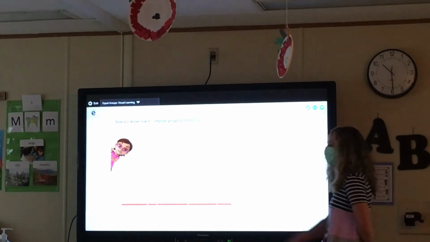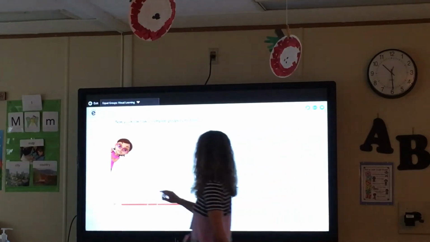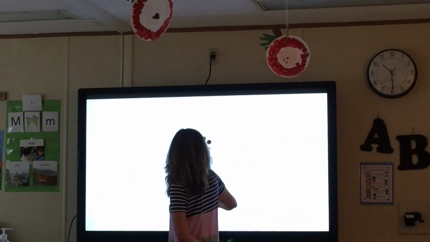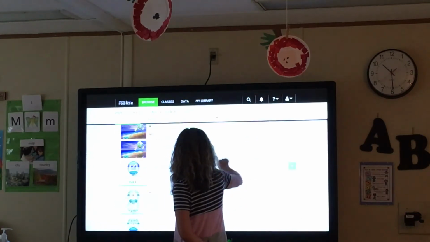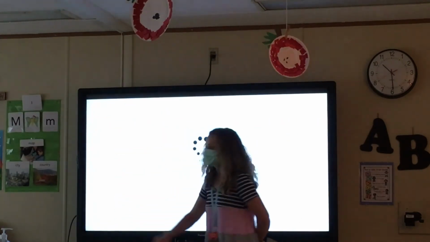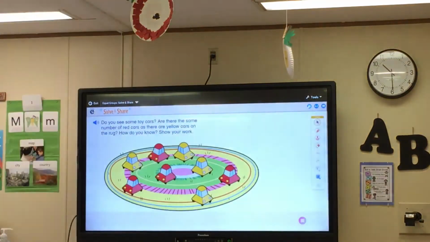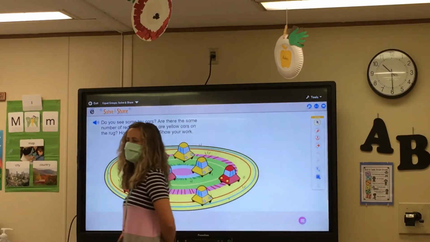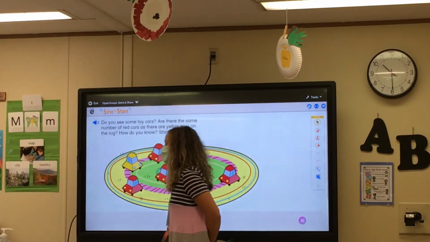Awesome. Okay, so get your name at the top of our paper here. Get your name at the top. Okay, here's our solve and share. All right, so tell me what you see on this carpet. Raise your hand to tell me, what do you see on this carpet?